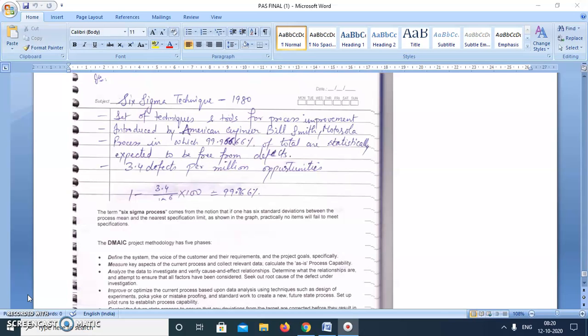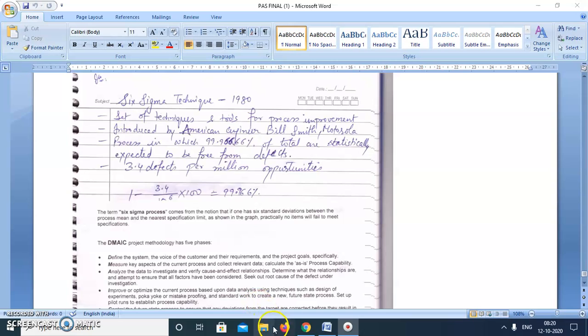If you want to know, we get this number, 3.4 defects per million, from this number, 99.966. Now how do we get this number? We get this number from the normal distribution table at 4.5 sigma. Now why are we taking 4.5 sigma and not 6 sigma, as the title of this technique is Six Sigma?